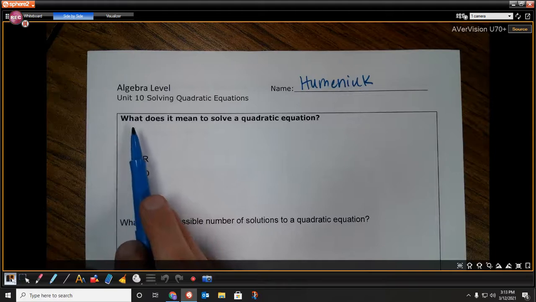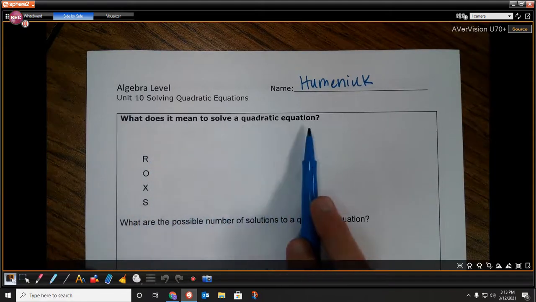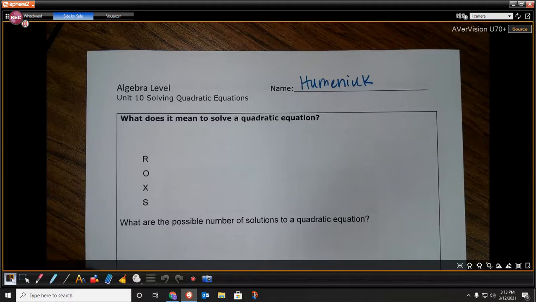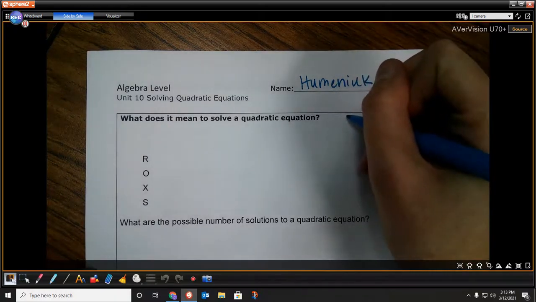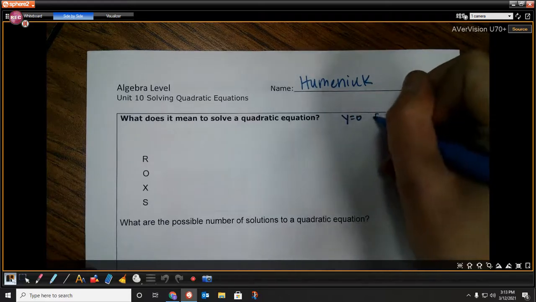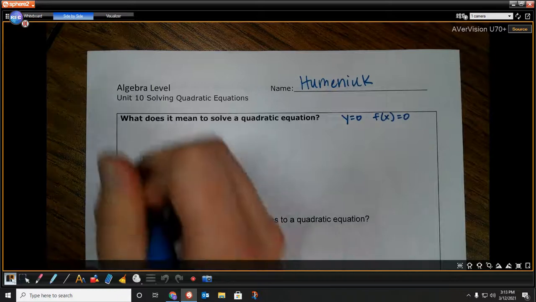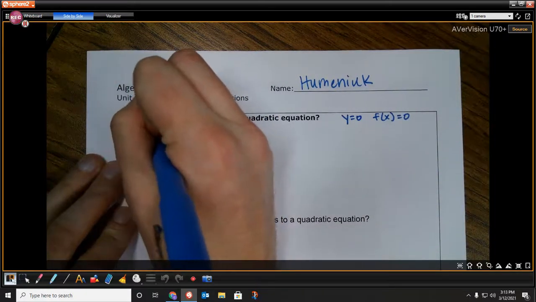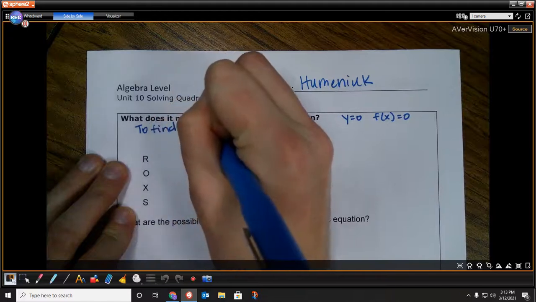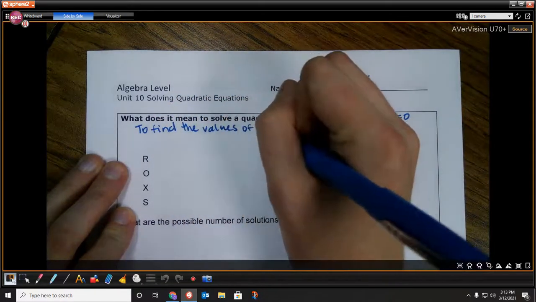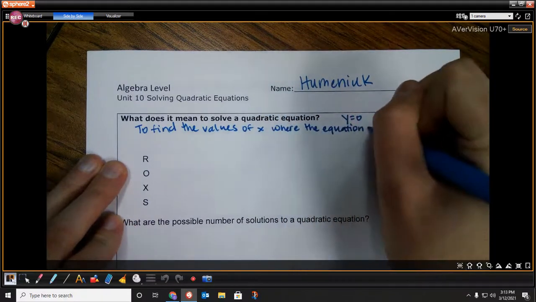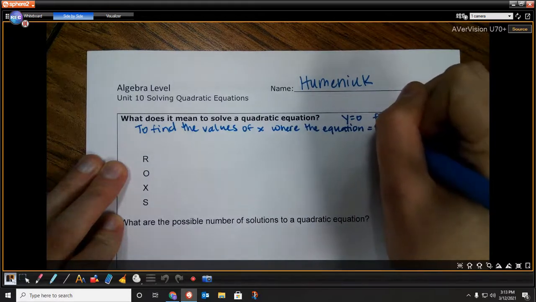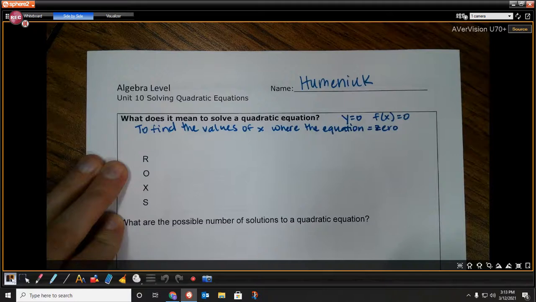So the first thing that we're going to talk about is what does it mean to solve a quadratic equation? Well, guys, basically what it comes down to is we want to find the values of x when the equation is equal to 0. So that's either going to look like y is equal to 0 or when f of x is equal to 0. So officially, we want to say to find the values of x where the equation is equal to 0. All right?